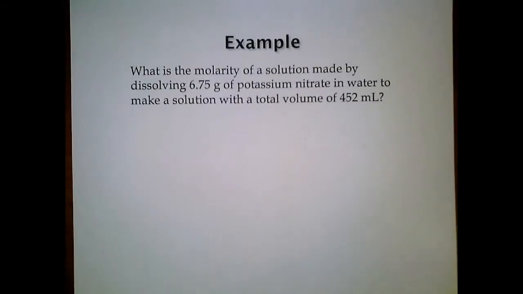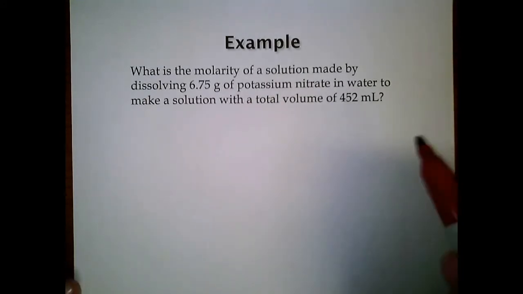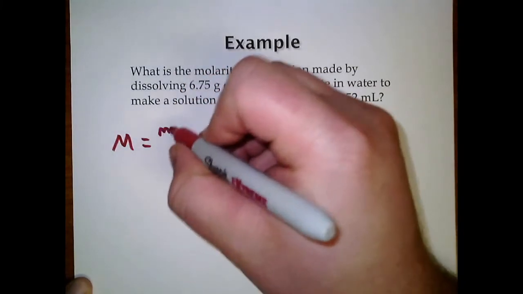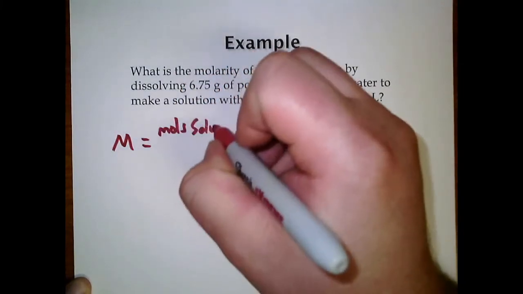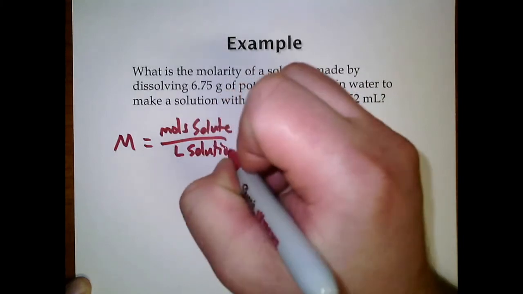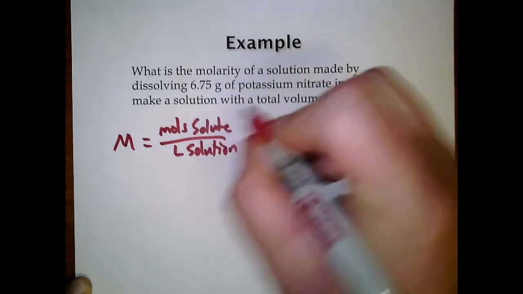Here's another example. What is the molarity of a solution made by dissolving 6.75 grams of potassium nitrate in water to make a solution with a total volume of 452 milliliters? Once again, concentration, molarity, is equal to moles of solute divided by liters of solution. I don't have either of those, so I'm going to figure out first the moles of solute.